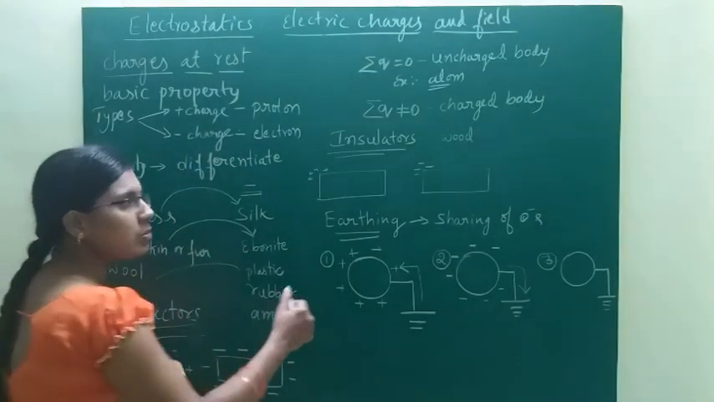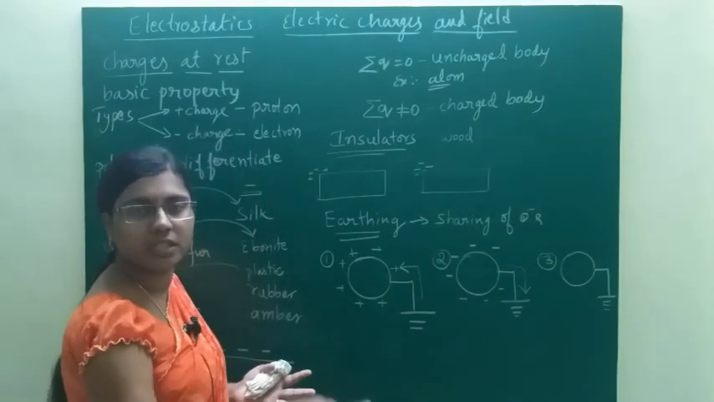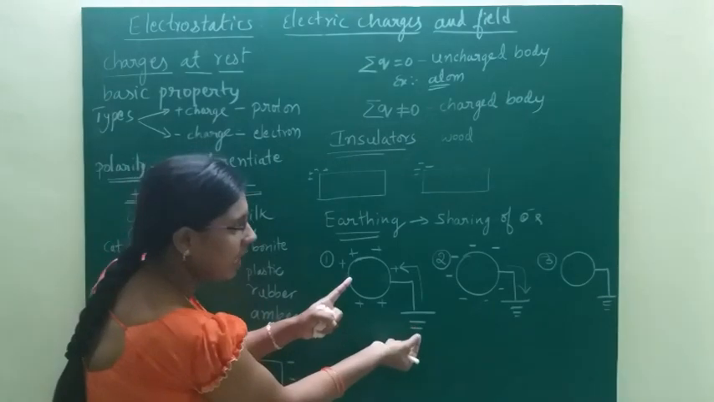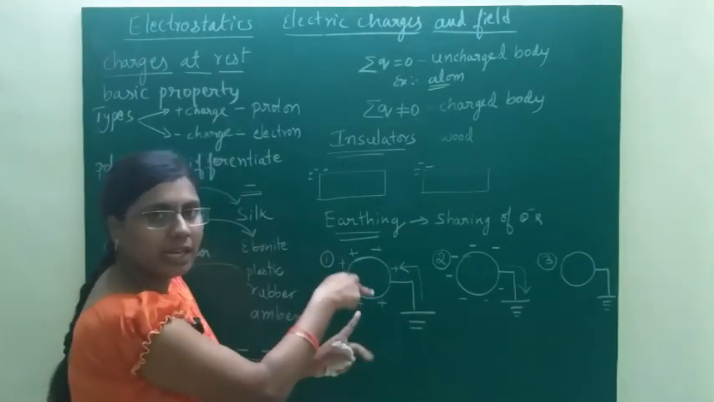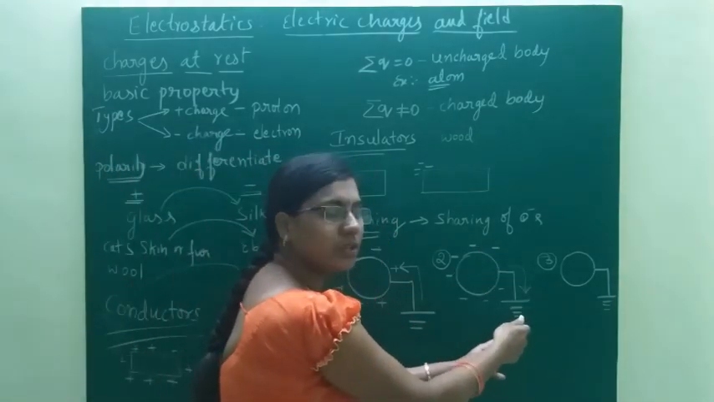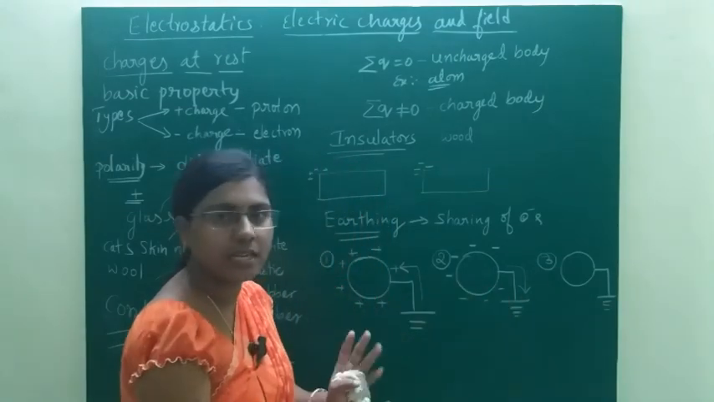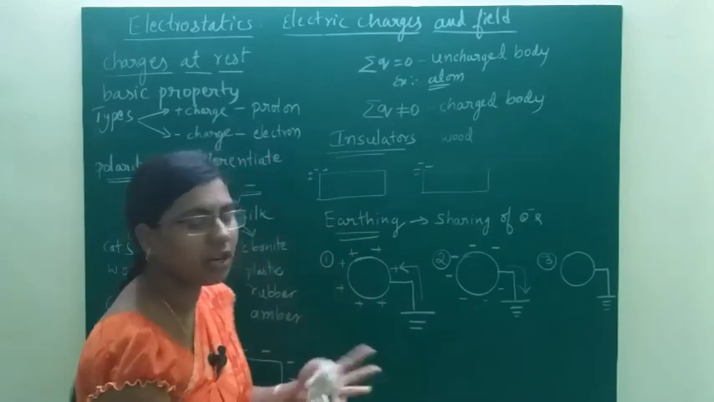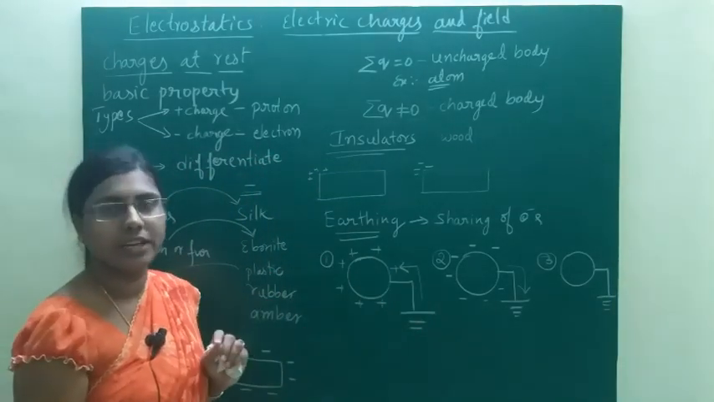So, earthing means sharing of electrons or sharing of charges with the earth. If you connect a positively charged body, electrons will move towards this conductor in order to make it neutral. And if you connect a negatively charged conductor to the earth, electrons will flow from the conductor to the earth to make it neutral. If you connect a neutral body, there is no sharing of electrons because the body itself is in neutral condition.